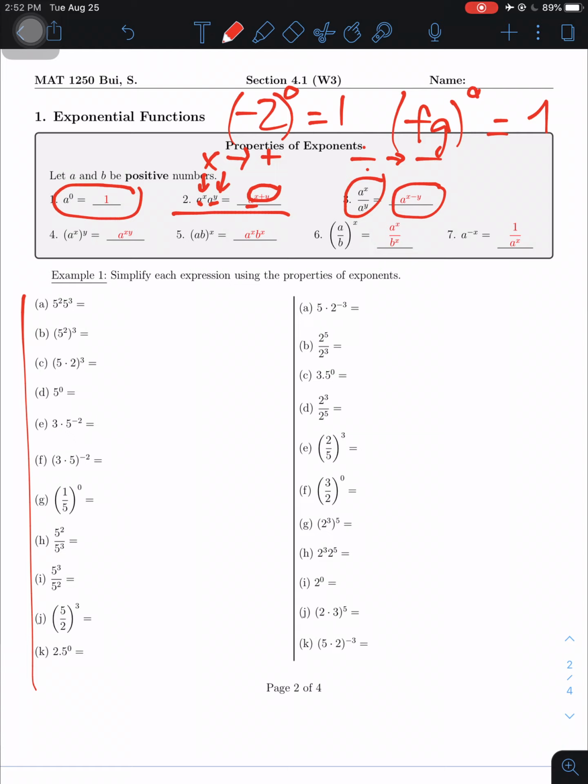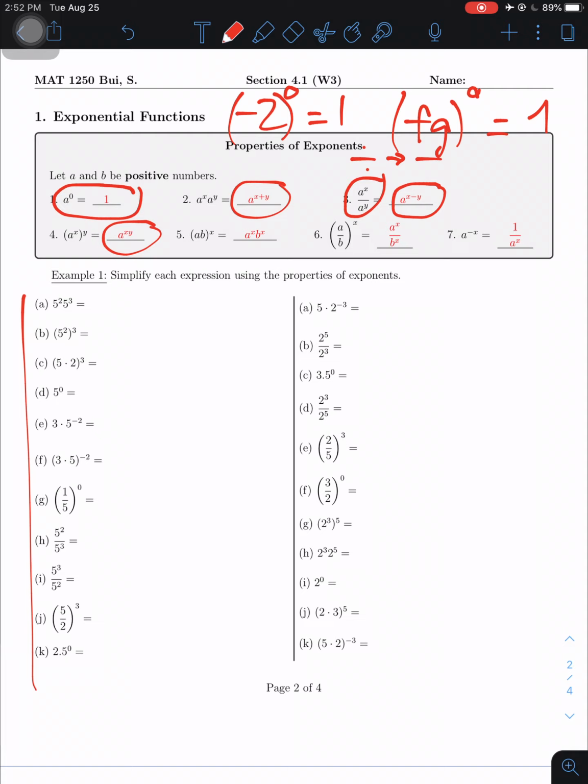And for number 4, if we have a to the x to the y, then what does it mean? It means that you're gonna have one base, a, but how can you combine the 2 exponents in here? Well, we're gonna multiply them, okay? So notice that 2 is way different than 4, but a lot of people tend to make the same mistake. People think that this is the same thing as this one, but no.